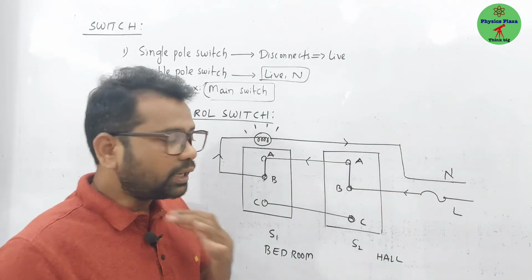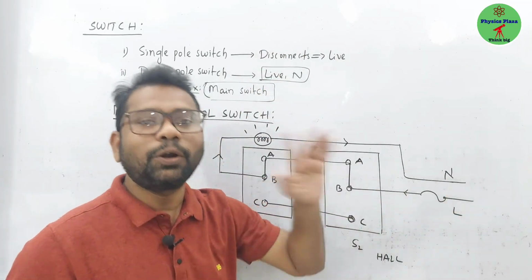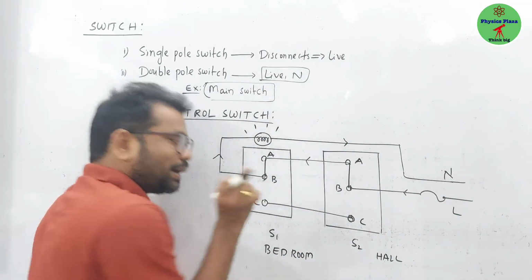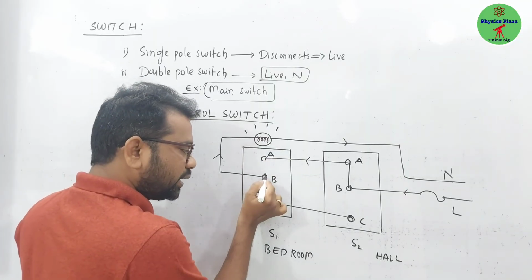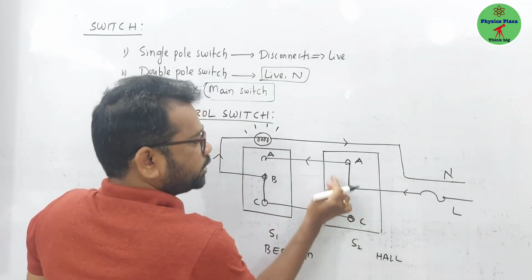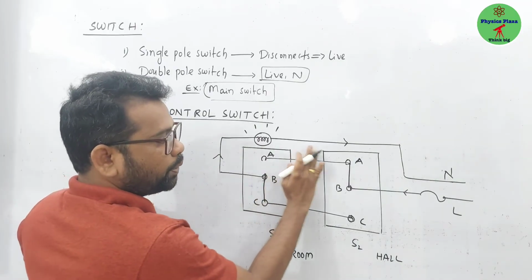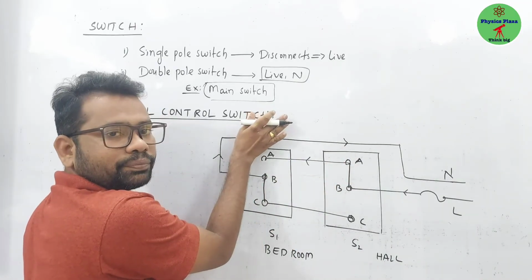Now when I go to my bedroom, I do my work, I read for some time, then if I want to sleep, do you think I will again go to the hall to switch it off? No. Here I will tap this, then this will get disconnected, and this will get connected. Now the circuit is disconnected, so there is no power, and the bulb won't be glowing.